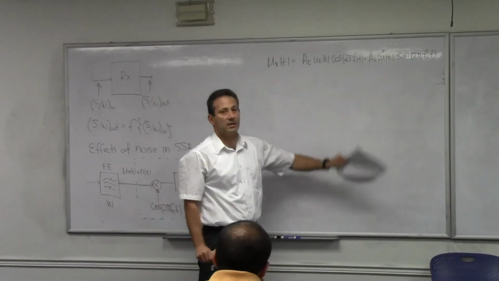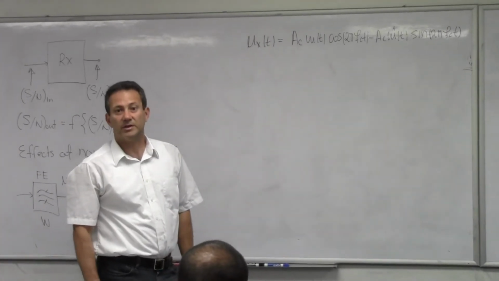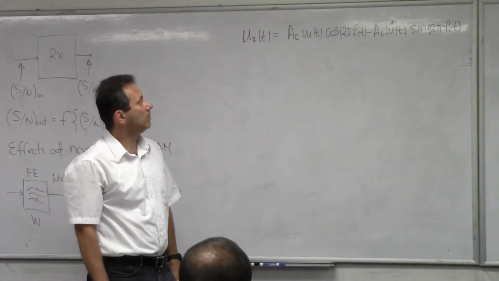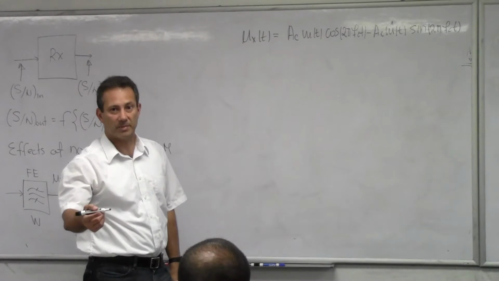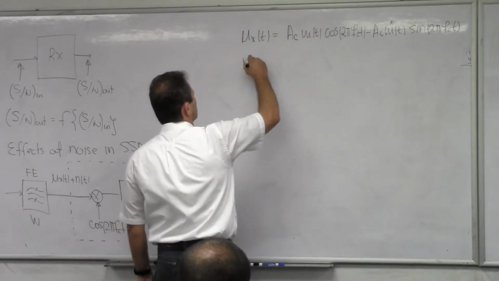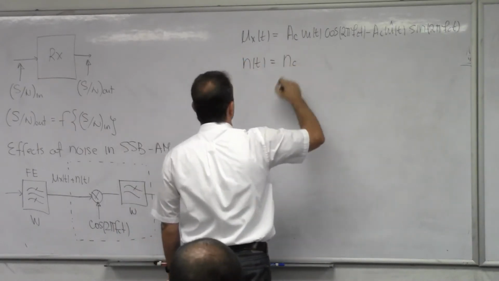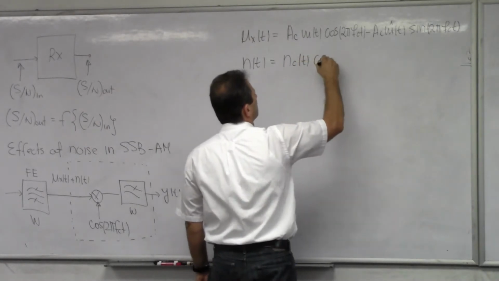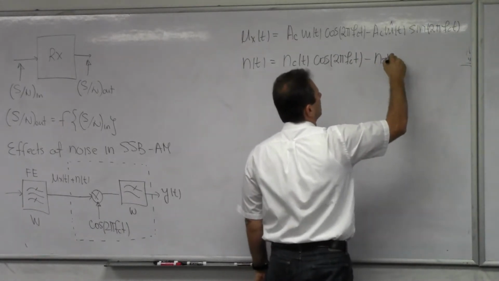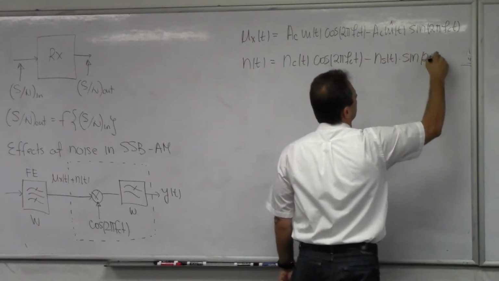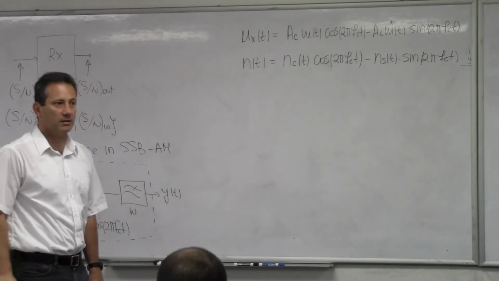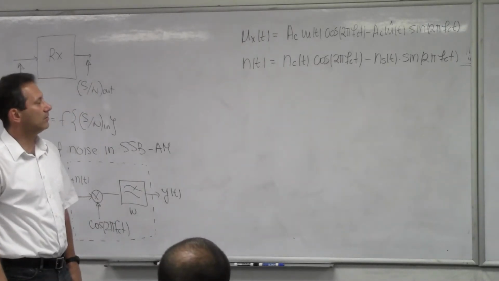m(t) is the message signal, and m̂(t) is the Hilbert transform of the message signal. Remember, this is how I form the single sideband AM by modulating carriers in quadrature with the message signal and the Hilbert transform of the message signal. Narrowband noise, n(t), is going to be modeled as n_c(t) times cosine 2πf_c t minus n_s(t) times sine 2πf_c t, where these n_s(t) and n_c(t) are baseband processes, each one having a bandwidth of W.